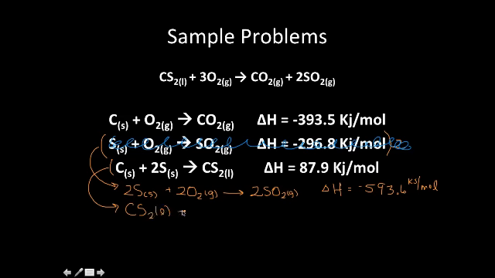is on this side of the equation, and that's pretty neat because now my carbon is on this side of the equation and my two sulfurs are on this side. Things are starting to line up nicely, but if I flip this equation, that means I have to flip the sign of my enthalpy as well. So my new change in enthalpy is going to be 87.9, but negative because I flipped it, kilojoules per mole.